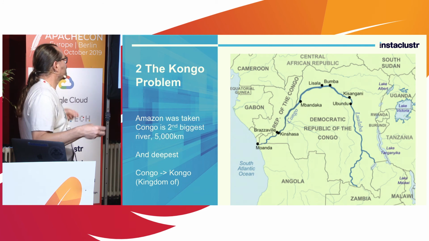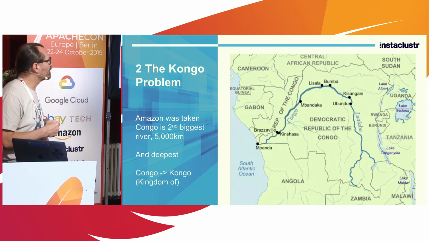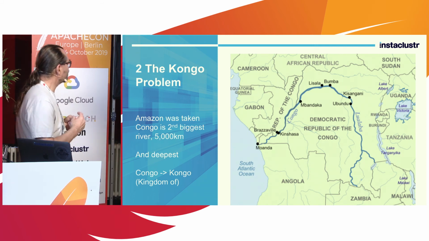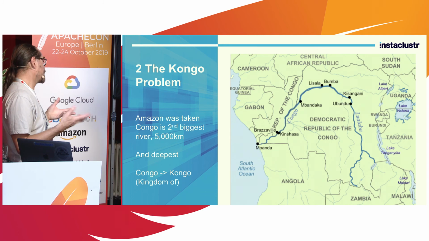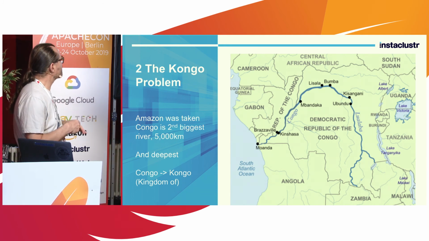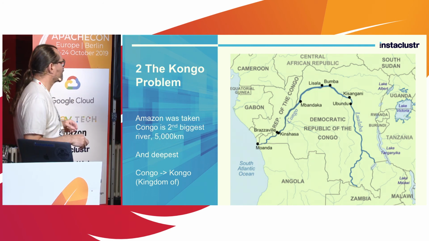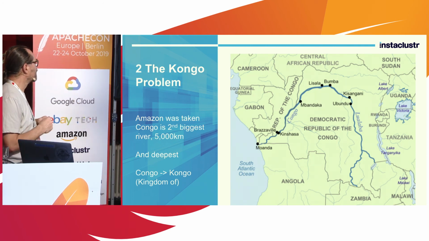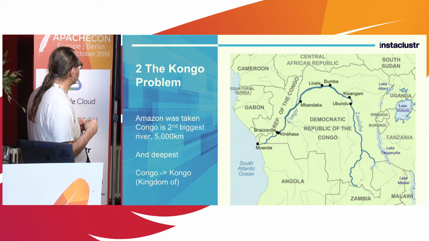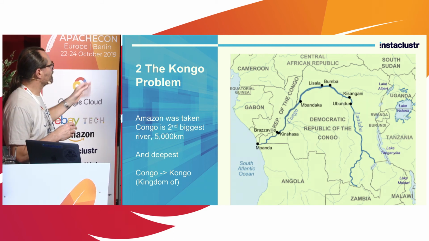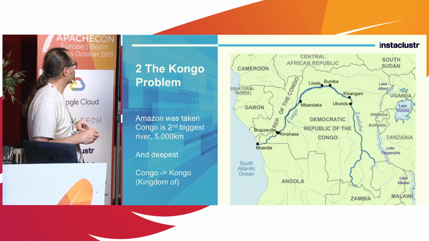So the particular application problem that I came up with, I've called the Kongo problem. The reason for the name is that the Amazon was taken, obviously, Amazon and AWS, and Kongo is the second biggest river at 5,000 kilometers long, and it turns out to be the deepest river. So it is actually up there in a sense of being one of the most important river systems in the world. And why the odd naming? Well, it turns out that it used to be called the Congo with a K, named after the Kingdom of Congo that was on the coast of the river.